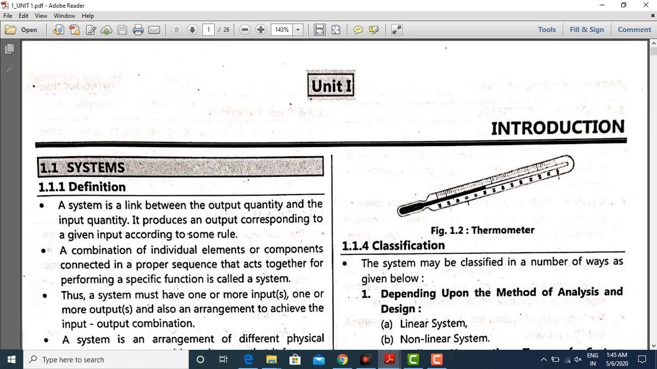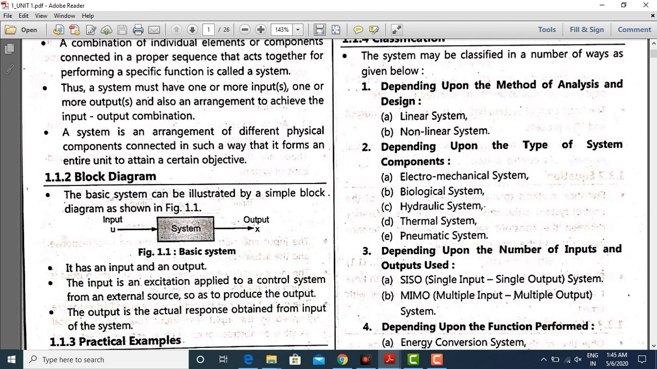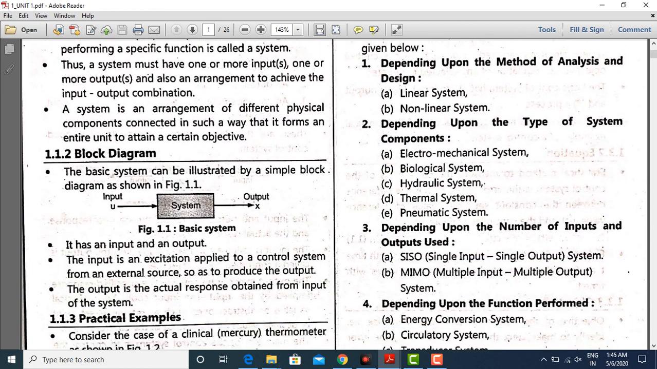The unit first is introduction. In this we are going to discuss what is the general physical model for the system. Here we can see the block diagram of basic system, in which input is given to a system in order to produce the output. Here in this way we can describe input is external excitation applied to a system.